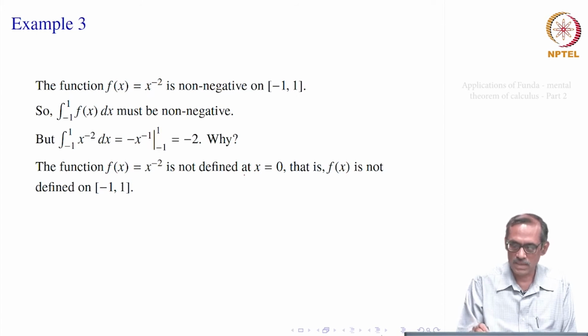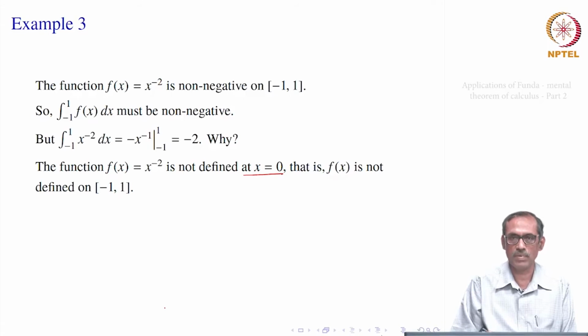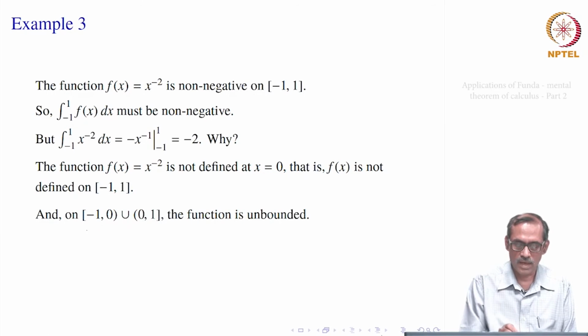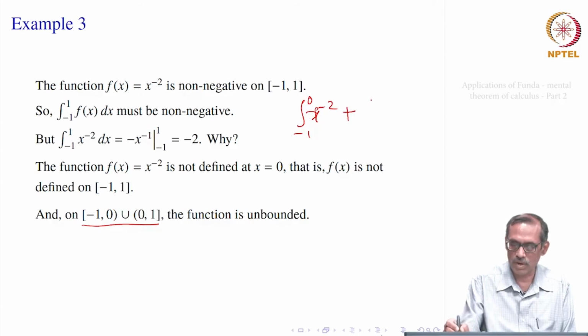We see that it is not defined at x equal to 0, it blows off, right. So, f x is not defined really on minus 1 to 1, it is not a function over minus 1 to 1. Of course, it is defined on minus 1 to 0 and 0 to 1. So, we could have broken that into a sum of two integrals using our convention if at one point it is not defined. So, you can break it, of course, it will be a different problem, it will be something like the integral from minus 1 to 0 of x to the power minus 2 plus the integral from 0 to 1 of x to the power minus 2.